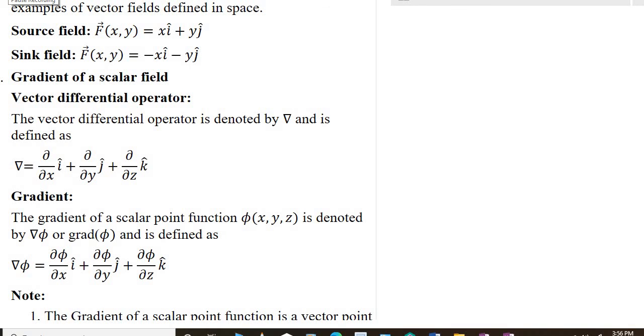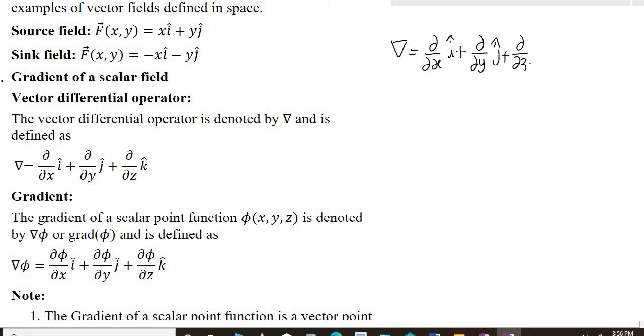Next definition, gradient of a scalar field. Before going to define gradient of a scalar field, first I want to define the vector differential operator. The vector differential operator is denoted by del and is defined by dou by dou x of i crown plus dou by dou y of j crown plus dou by dou z of k crown.